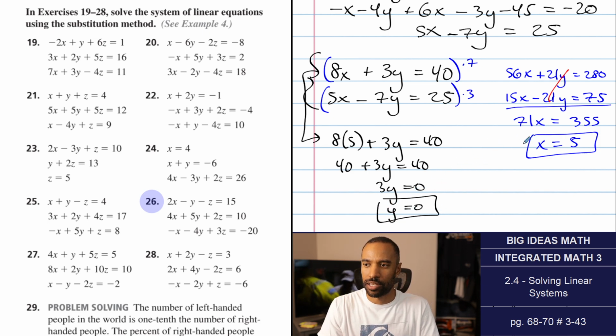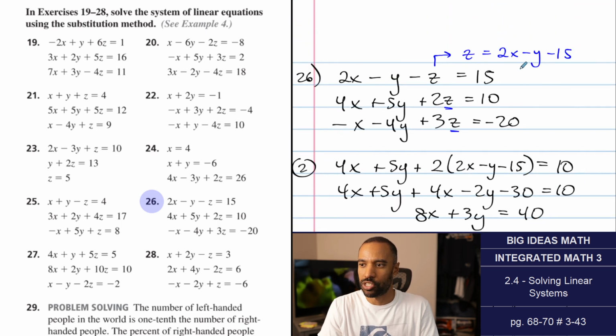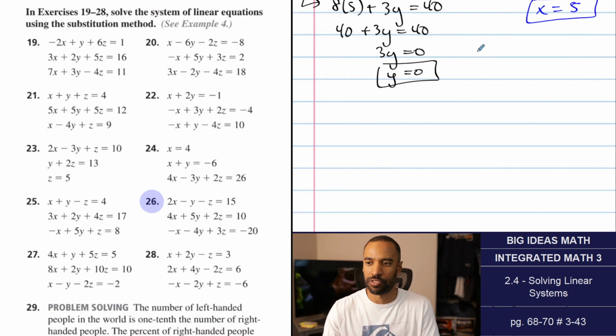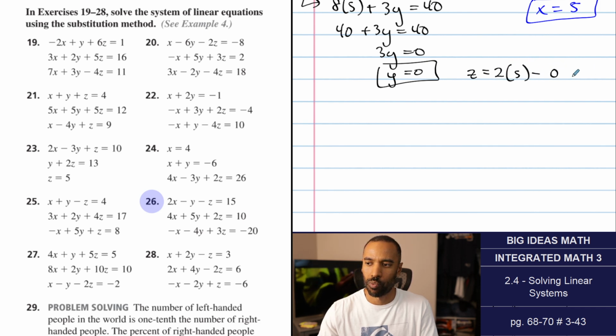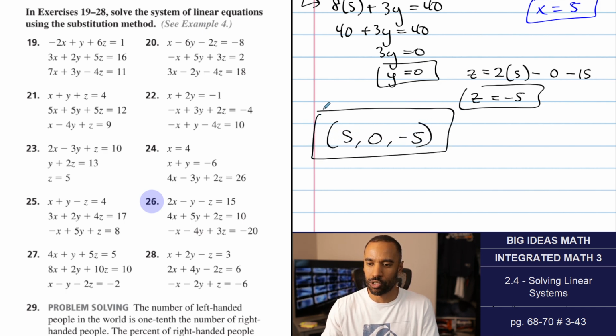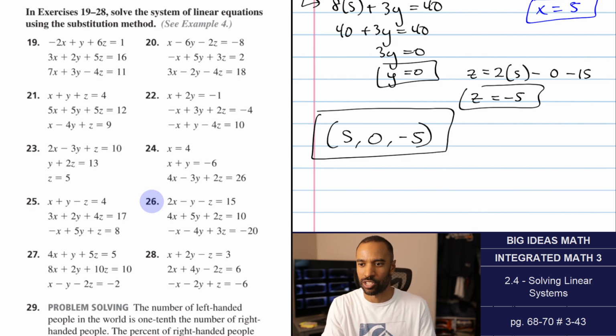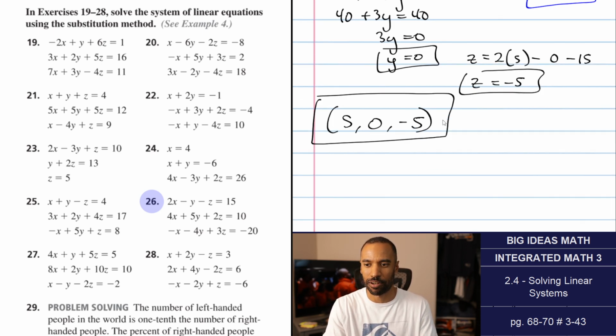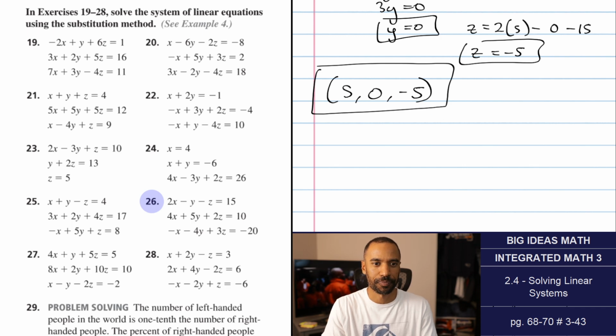Now that x is 5 and y is 0, we can use it to solve for z, and we have this equation to solve for z. Z is 2x minus y minus 15, and that's 10 minus 15, which is negative 5. So we get 5, 0, and negative 5. Oh, that one's cool too, because it has some symmetry and it's just subtracting numbers. And that's the final solution for number 26.